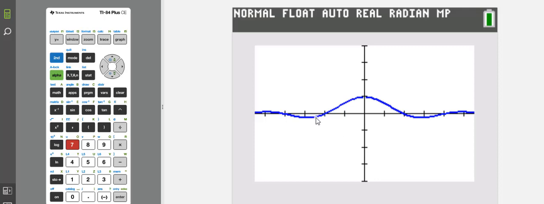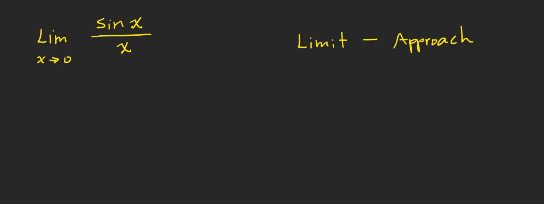Now notice, as x gets closer to 0, either from the left or from the right, look at the y value. What is the y value that this function is approaching? As x gets closer to 0, the y value is approaching 1. Therefore, you could say that the limit of sine x over x as x approaches 0 is 1.